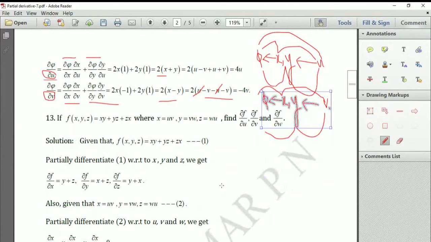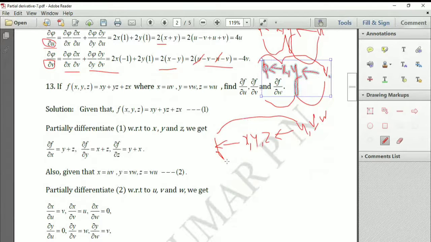Now, in the similar fashion, we have to find the first order partial derivatives of the function f, which is dependent on x, y, and z. And x, y, z are dependent on u, v, w. 3 variables, u, v, w. Is that right? So here independent variables are u, v, w. So you have to find partial derivative of f with respect to u. How are you going to find partial derivative of f with respect to u?